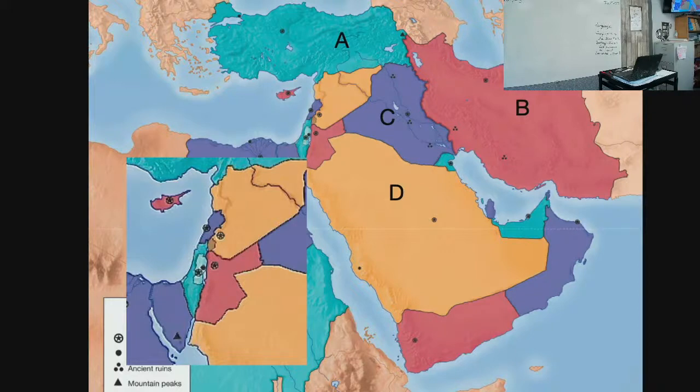Starts with an S. Cameron? Saudi Arabia. Good. Saudi Arabia. That's letter D. Okay. Letter D is Saudi Arabia. Letter E. Okay, who remembers what this country is?